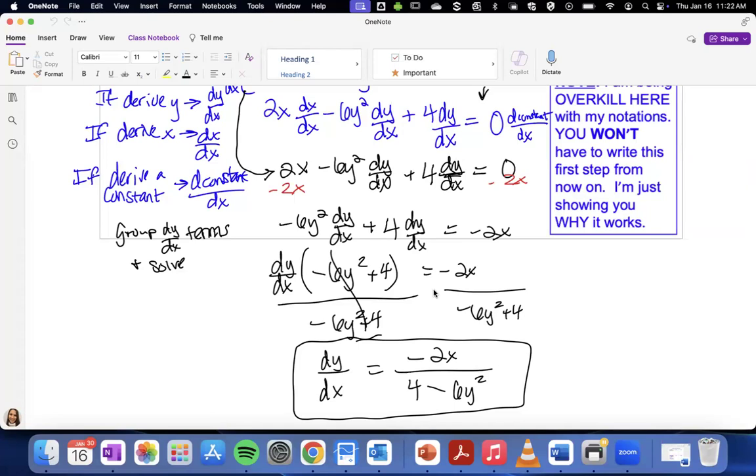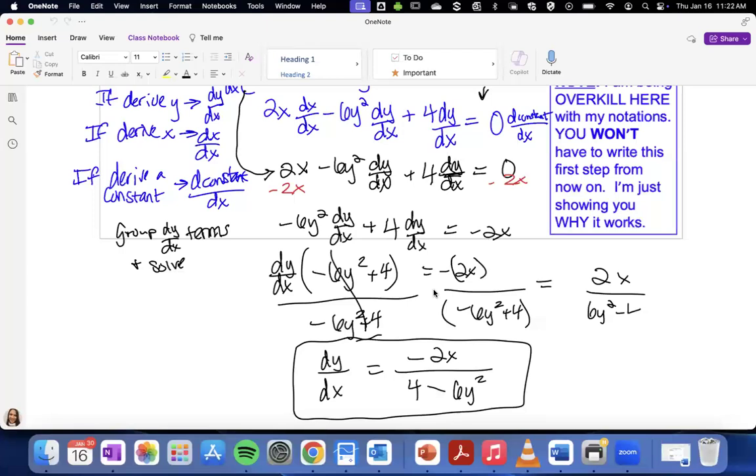Okay. So here's another way to write this. You could write this as, if you brought this negative to the denominator, you'd have to distribute it. So I could write this as 2x over 6y squared minus 4, right? So I could do that. I'm glad you brought that up. That's a great question. Okay.